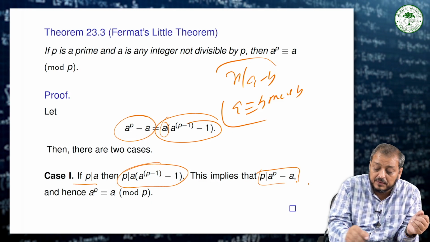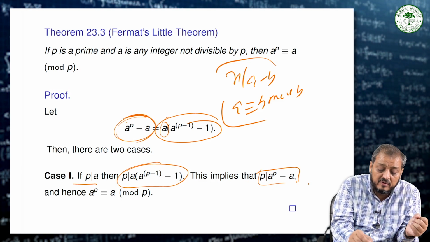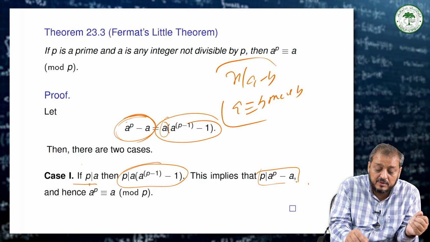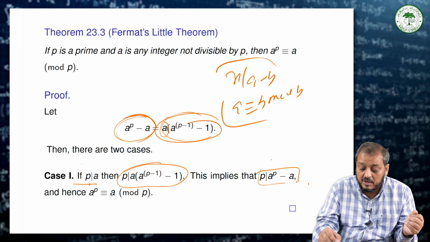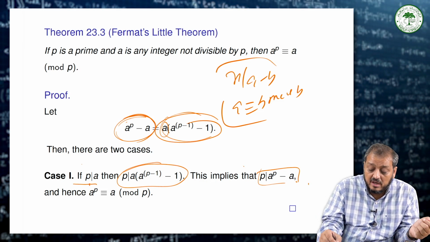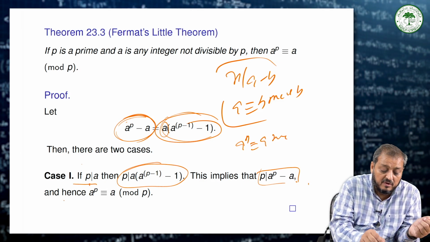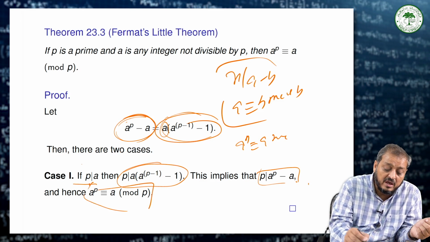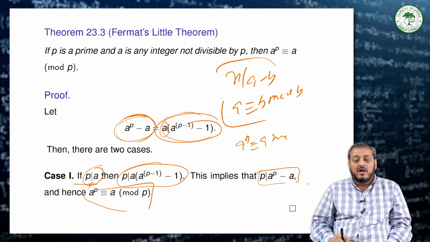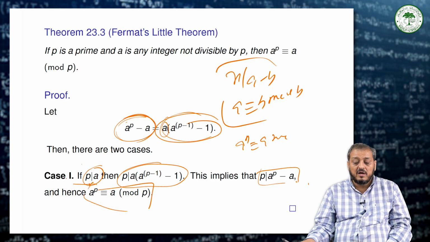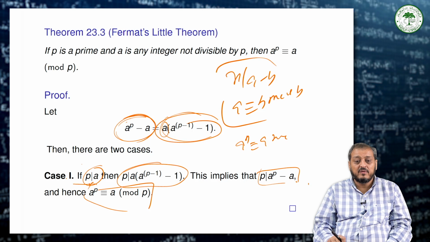If p divides a, then p divides a to the power p minus a. Since p divides a, and p divides the whole of this form, we can say that a to the power p is congruent to a mod p. This completes the case where p divides a; the result is true in this case.